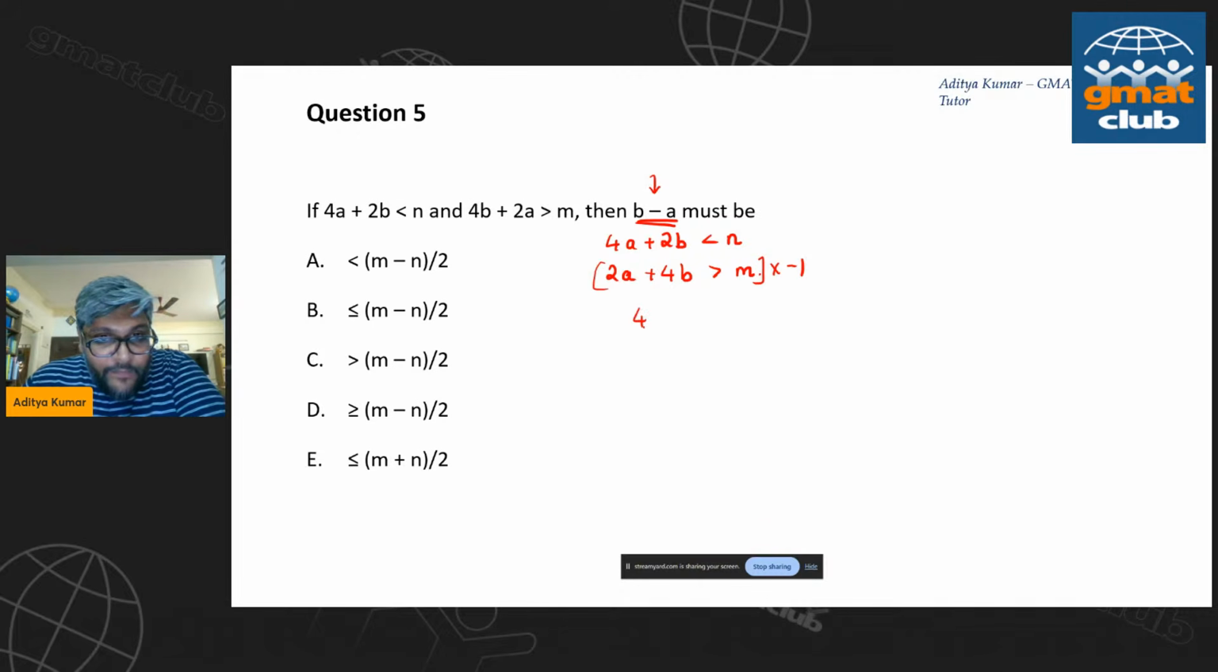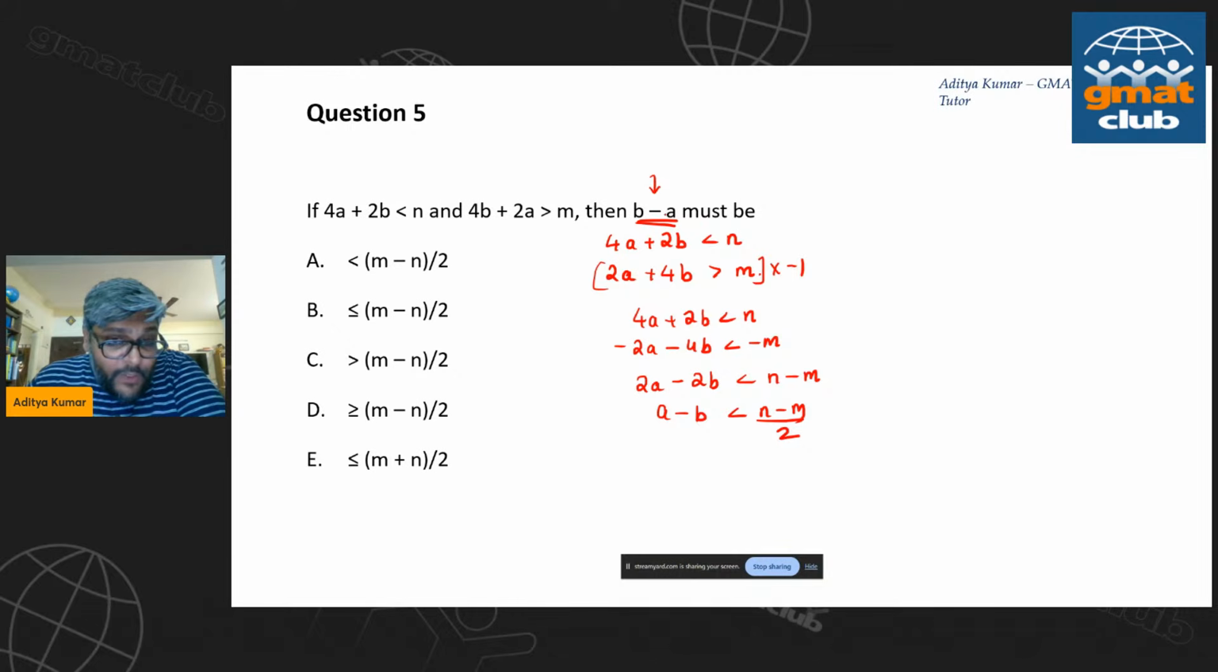So 4a plus 2b is less than n. Minus 2a minus 4b is less than minus m. I'm flipping the sign, multiplying throughout with negative. And now I'm going to add them up. So 2a minus 2b is less than n minus m. A minus b should be less than n minus m by 2.